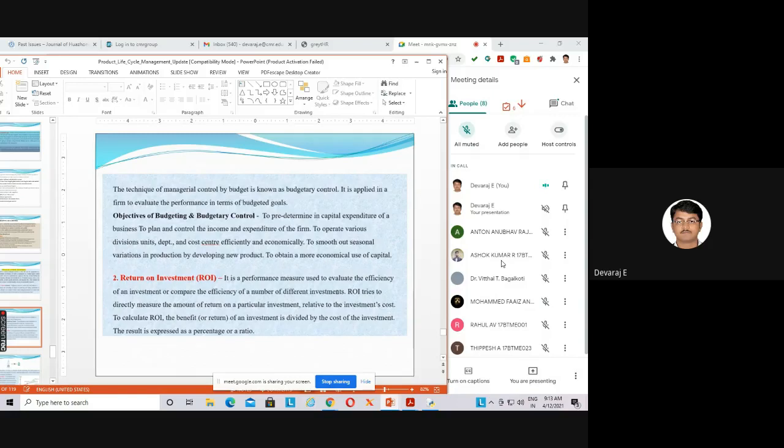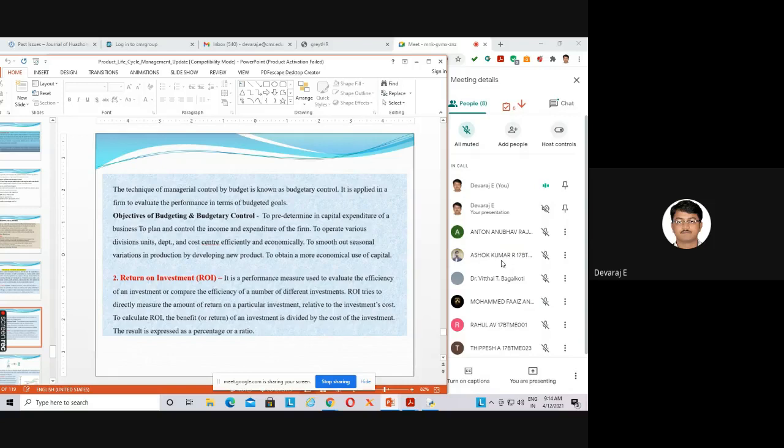Okay, next we can go to the next slide. The technique of managerial control by budget is known as budgetary control. Here the managers will do all these aspects. The managers will try to analyze how much we are investing and what the customer needs are. Once they get the customer needs, they will estimate the cost: how much we are investing for manufacturing each product, and how much we are selling to the customers. This is very, very important.